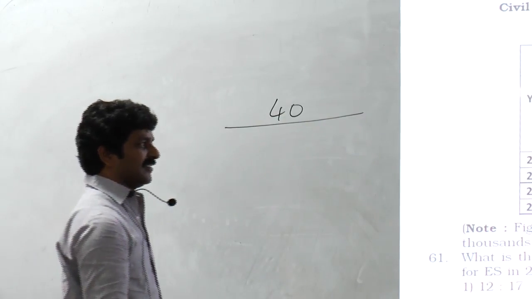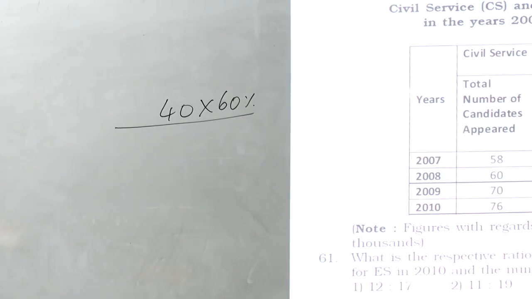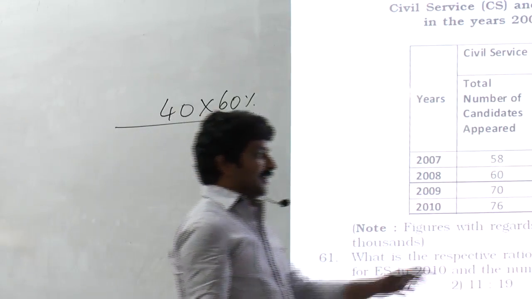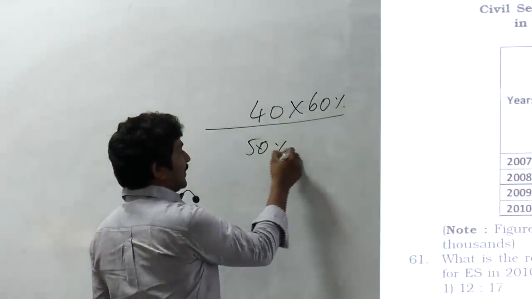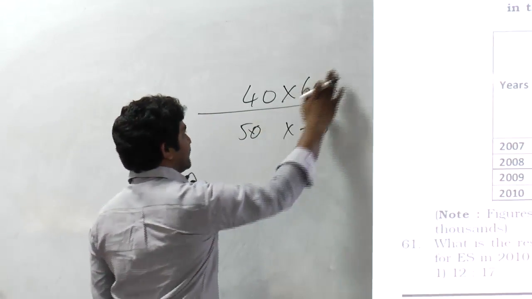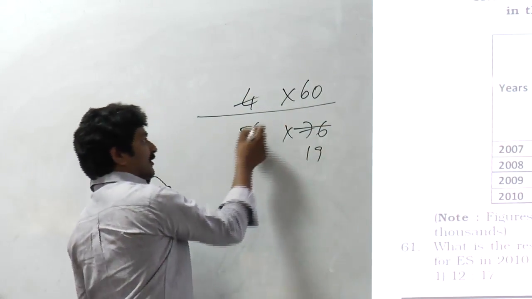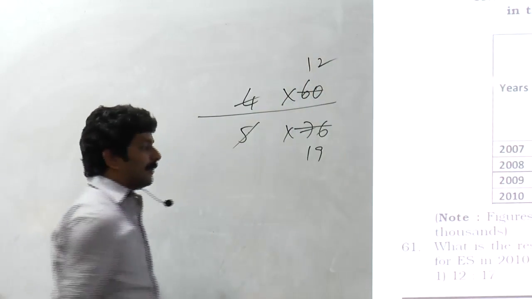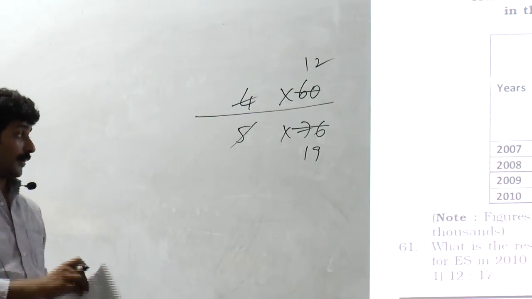Graduates, and graduates are 60%. Don't try to calculate it, just take 60%. 60% of 40. And the number of graduates who appeared for CS in 2010. CS, graduates are 50% of 76. 50% of 76. Yes or no? Percentage cancel. 0, 0 cancel. 4 how many times? 19 times. 5 how many times? 12 times. 12 by 19. Fifth option. Next 62.